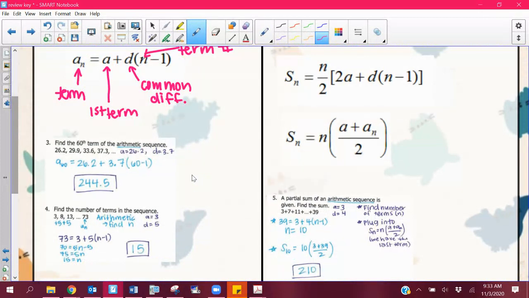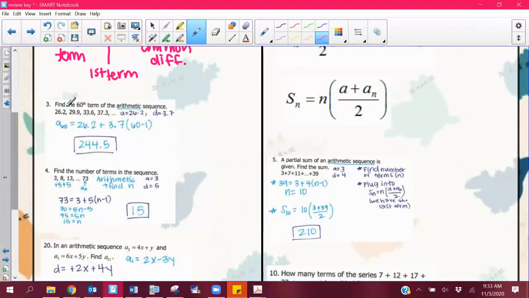So if you were asked to find something like the 60th term, you can just use that formula to make your life easier. Because yes, I could continue this pattern on for 60 terms, but it's going to take me a long time. So the first thing you look for is your first term, which was 26.2. Then you find your common difference, which again, if you can't find it off the top of your head, you just take one of the terms. So if you took 29.9, subtract the term before it. Okay, that gets you 3.7.